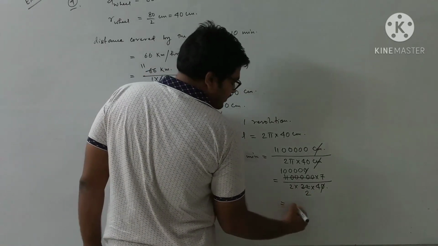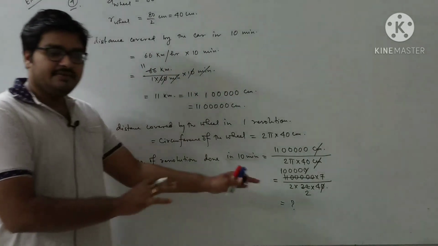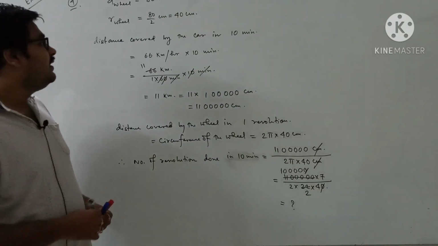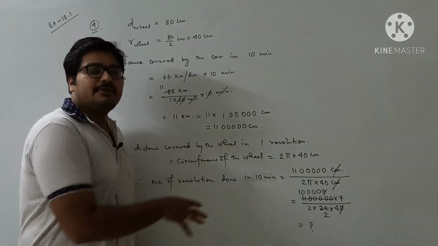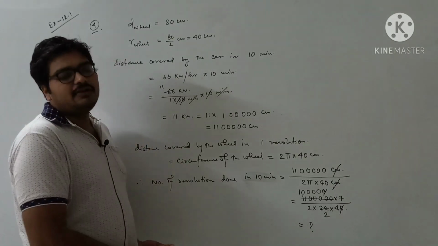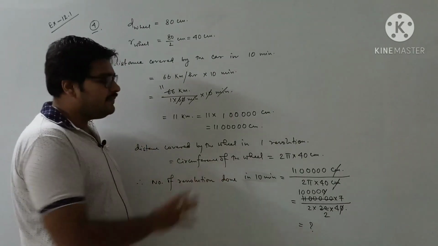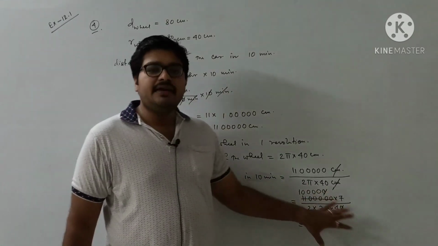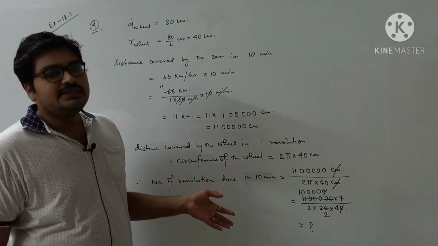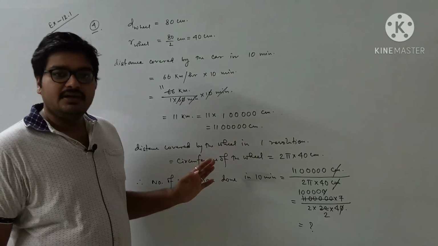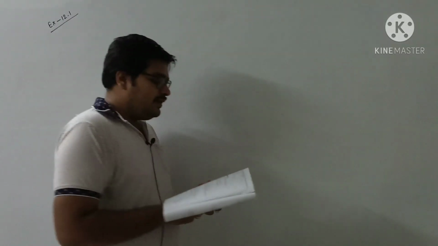Now, the rest of the calculation you do yourself. I'm just leaving it because it will take so much time otherwise. I think you understand the sum, because for each and every sum I want to give you the concept. Whenever the concept of the sum is clear to you, I think you can complete the sum. So complete this calculation and find out how many revolutions the wheel has taken to cover the distance in 10 minutes. Clear? Moving to the next sum now.